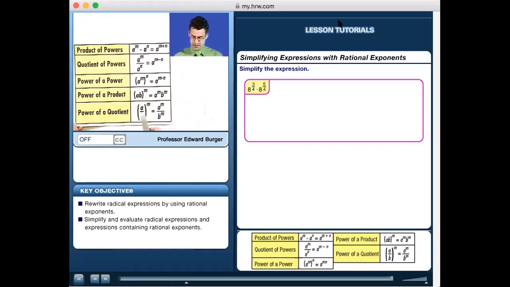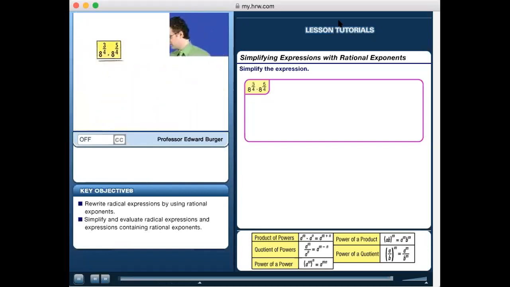A power of a product, ab to the m, we can take a to the m and multiply it by b to the m. And a power of a quotient, a over b to the m, is just a to the m over b to the m. All those rules, all of them, go over even if the exponents are rational.